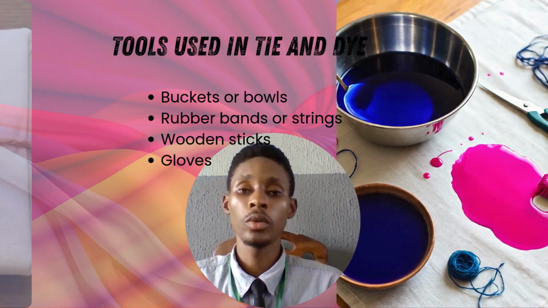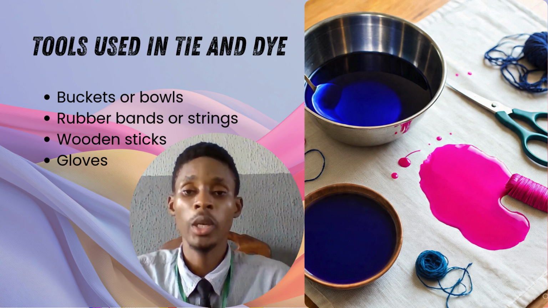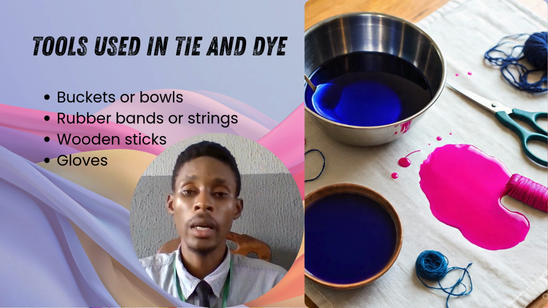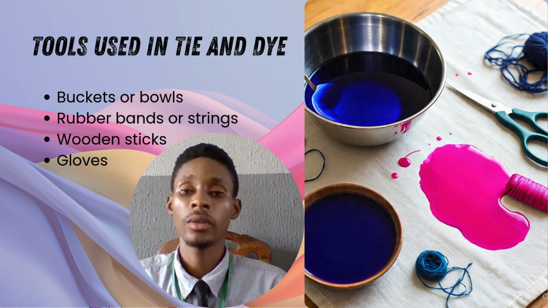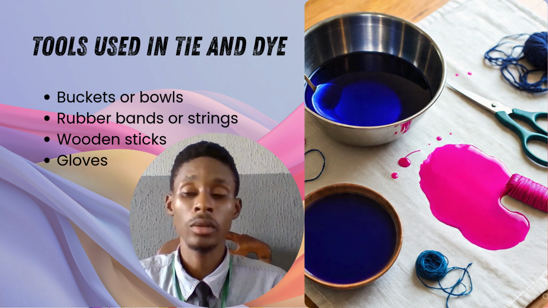And so here we'll be looking at the tools which you use in tie and dye creations. We have a bucket, a very important one, bucket or a bowl, something that you can dip things into. Then we have rubber bands or strings, that is to tie materials. Then we have the wooden sticks to stir it when it's inside the dye solution.